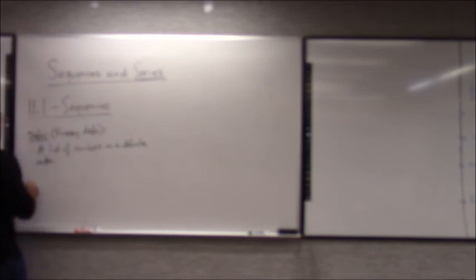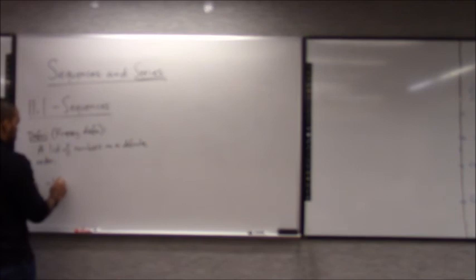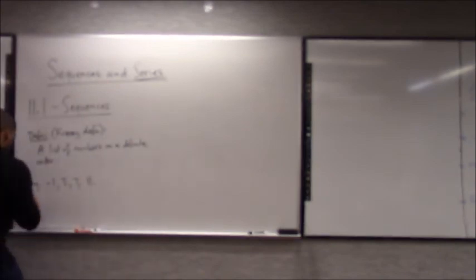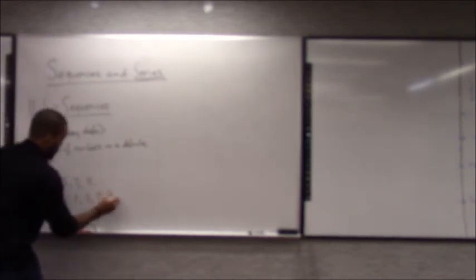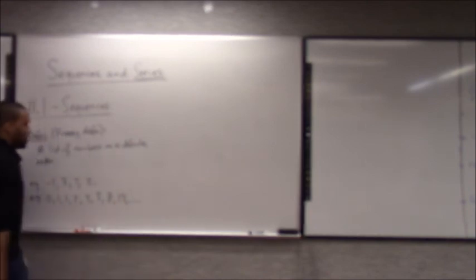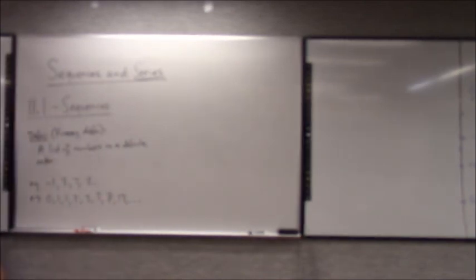All right, so for example, you can have -1 and 3 and 7 and 11. So there's a list of numbers. I can have another one: 0, 1, 1, 2, 3, 5, 8, 13, etc. So these are lists. Now they are in a definite order. There was a rule in my head while I was writing these down that could actually generate these numbers.